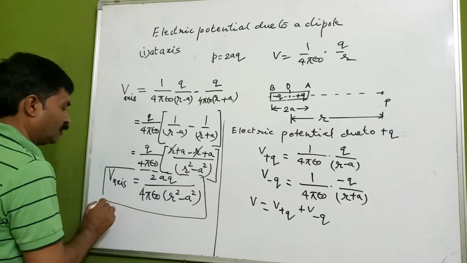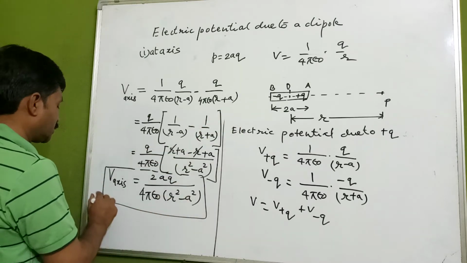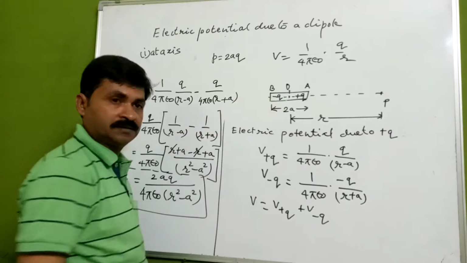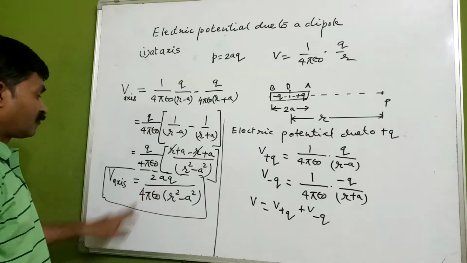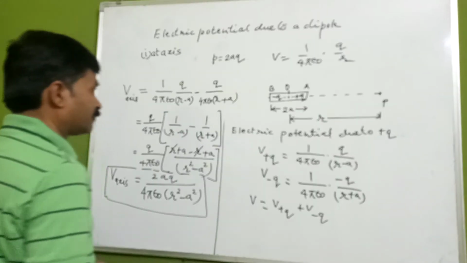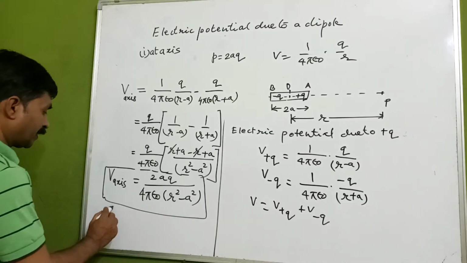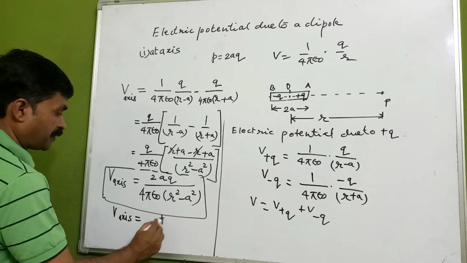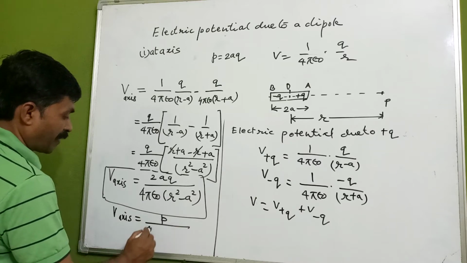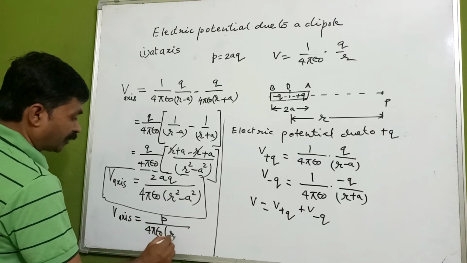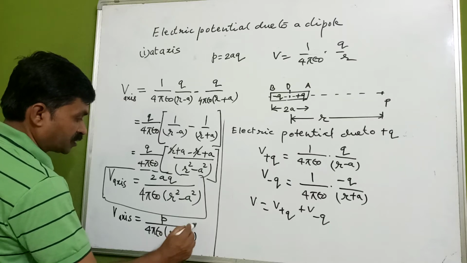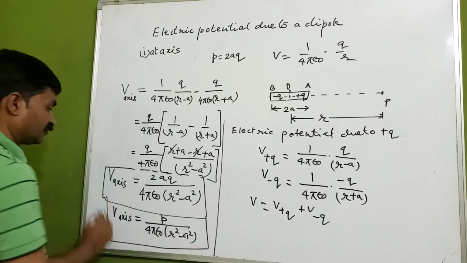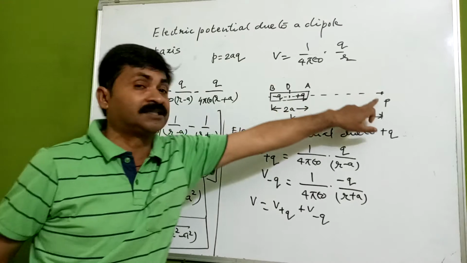because of the dipole at a point P, which is at a distance of r from the center of the dipole. So here what we are getting in terms of dipole moment, V at axis will be given by P upon 4 pi epsilon naught into r square minus a square. This is the electric potential which we are getting because of the dipole at this point P.